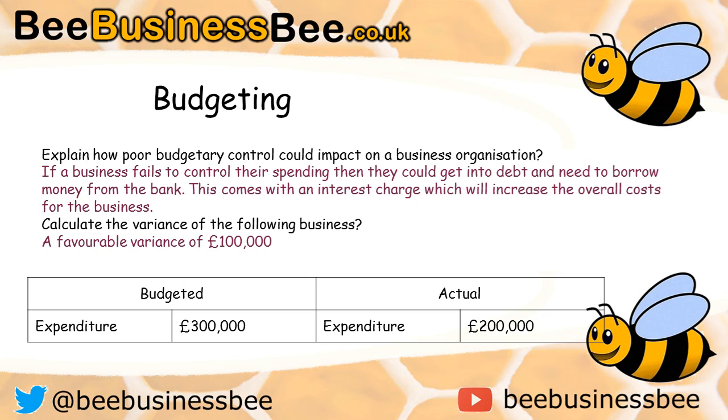In the following business, the variance would be favourable by £100,000 because we were looking at the expenditure aspect, and they planned to spend £300,000 but they actually only spent £200,000, which means the business was better off by £100,000. They did better than expected. It's favourable.